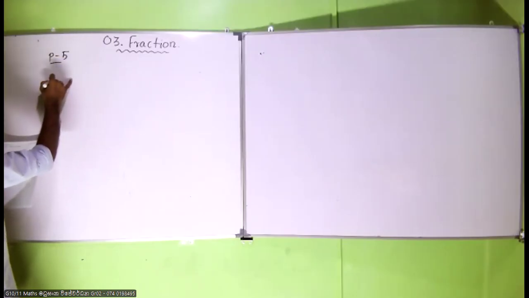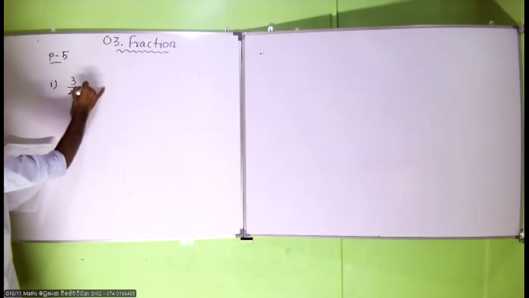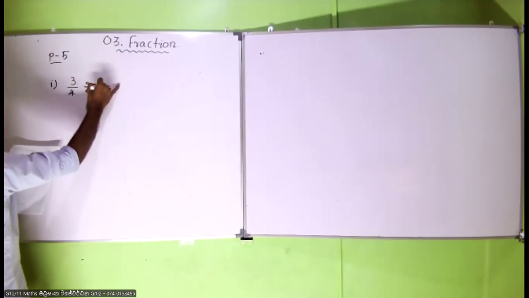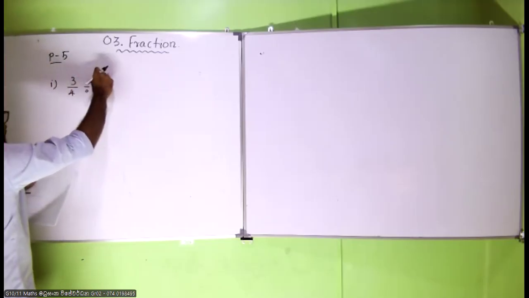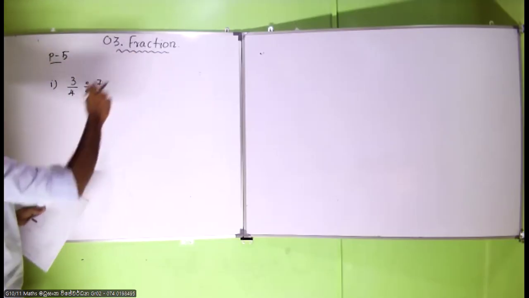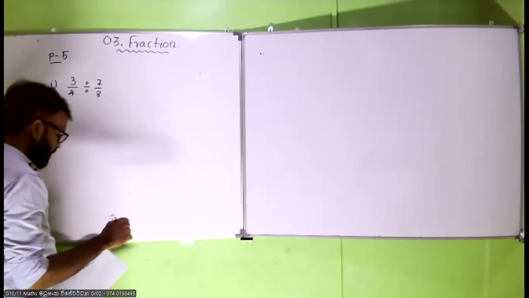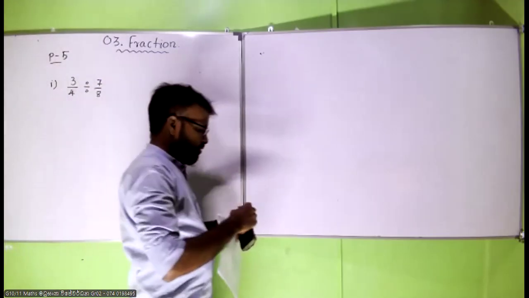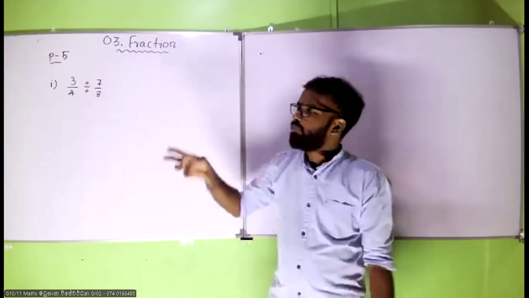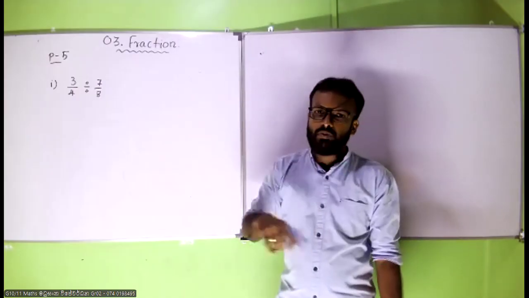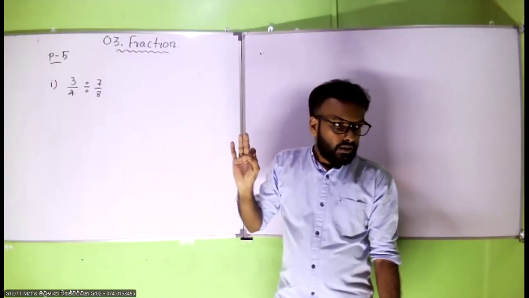First part. 3 upon 4 divided by 7 upon 8. Right? Dividing a fraction by a fraction or a whole number. Now, dividing a fraction by a fraction. So you have to do only two things: dividing a fraction by a whole number, and dividing a fraction by a fraction. If you know how to divide a fraction by a fraction, then dividing by a whole number is easy.